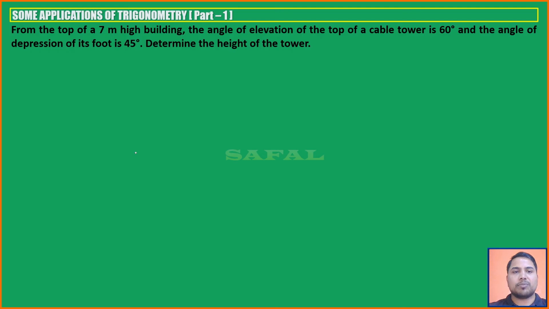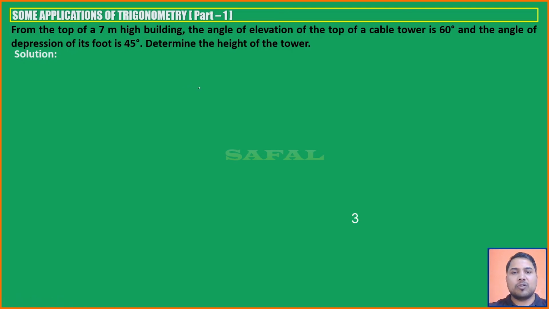So let's take up the next one. Find from the top of a 7 meter high building, the angle of elevation of the top of a cable tower is 60 degree and the angle of depression of its foot is 45 degree. Determine the height of the tower. So this is a very good question, in which angle of elevation and depression are both combined.